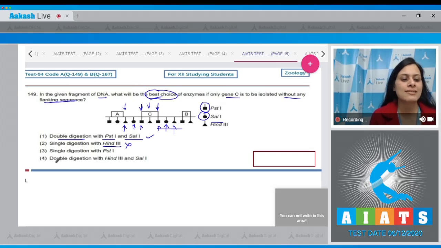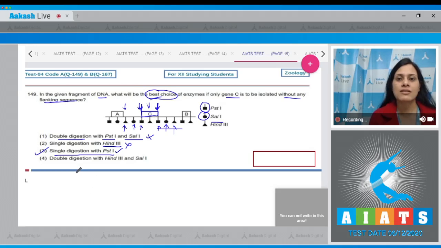The next option is single digestion with PstI, and single digestion with PstI produces C gene without any flanking sequence. So this is a correct answer to our question. And this is the best choice because only a single enzyme is required to produce this gene. Whereas in the first option, as 2 enzymes are being used during this reaction, this cannot be a correct answer.